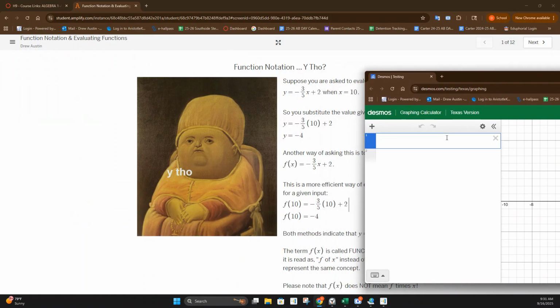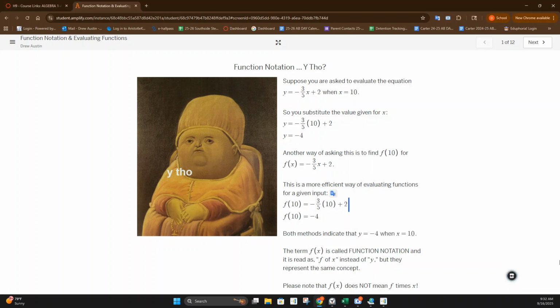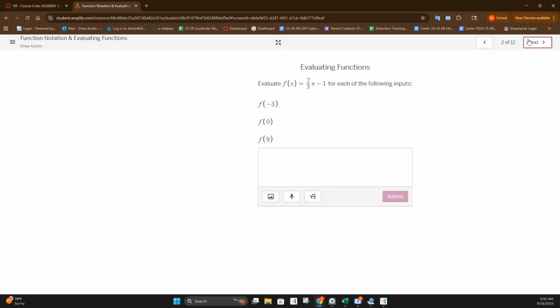If I type in f of x equals negative 3 over 5 x plus 2, then on the next line I can type in f of 10, and it will tell me that it's negative 4. Because I gave the function a name and a process, Desmos will automatically input this as f of 10. So then I click Next.